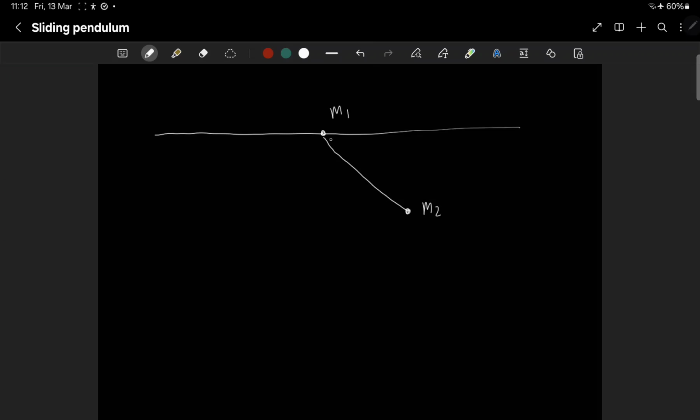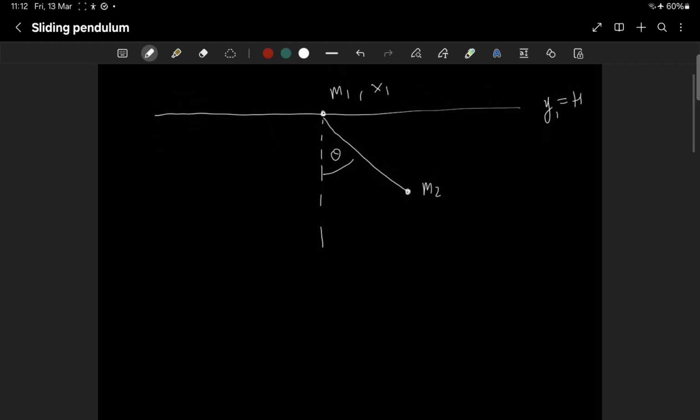support. This M1 can slide along this line, and we say that this y coordinate y1 is equal to capital H, and the x position we just call x1, and this angle we're going to call theta. What we want to do is find the equation of motion for this sliding pendulum.